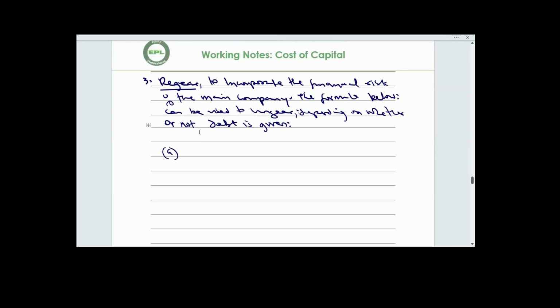I wanted to say regear, can be used to regear. It's a slip of tongue. I said that to incorporate the financial risk of the main company, the formula below can be used. Let me remove this column. The formula below can be used to regear, depending, I wanted to say regear, thank you.